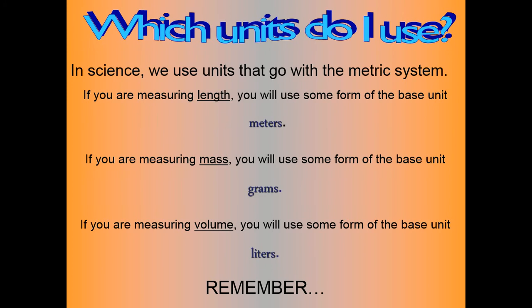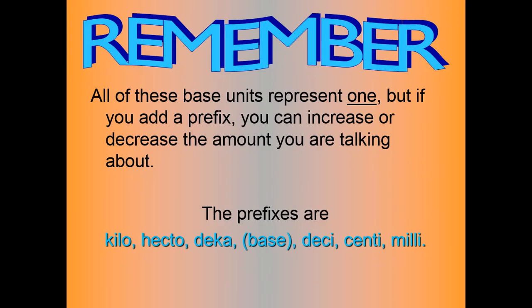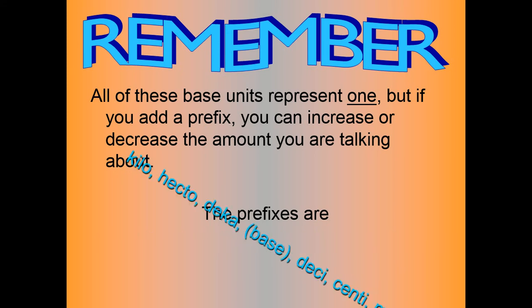So which units do you use? In science, we use units that go with the metric system. So if you are measuring length, you're going to use some form of the base unit meters. If you're measuring mass, you're going to use some form of the base unit grams. And if you're measuring volume, you will use some form of the base unit liters. It's important to remember, all of these base units represent one item. But if you add a prefix, you can increase or decrease the amount you're talking about.